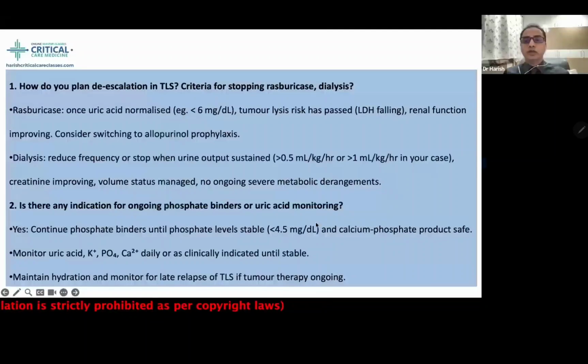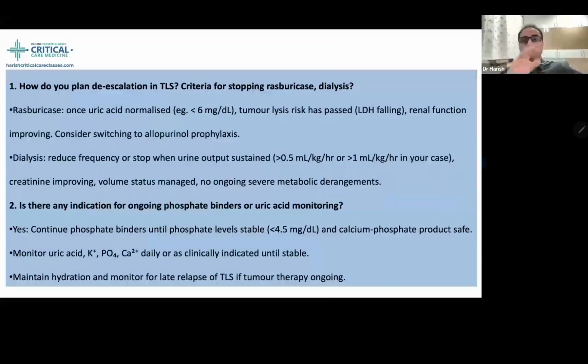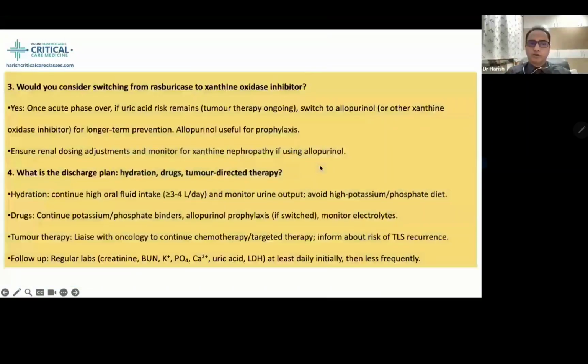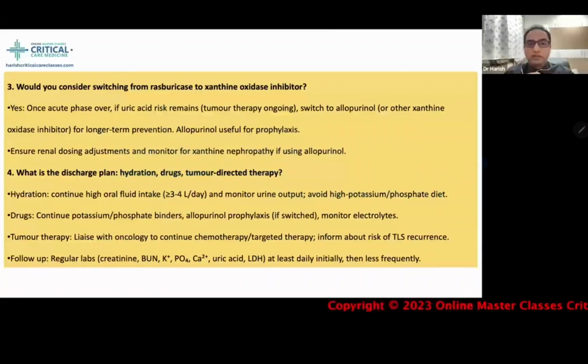Basically when you stop everything, there is still a chance of rebound or relapse of TLS, because when you start the chemotherapy, the remaining tumor cells may rapidly lyse and it may again cause a relapse. Would you consider switching from rasburicase to a xanthine oxidase inhibitor? Yes, once the acute phase is over, uric acid risk still remains. Because when we give ongoing therapy targeting the tumor, again it may kick off.